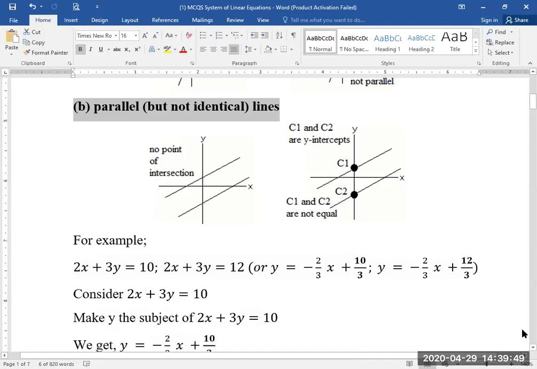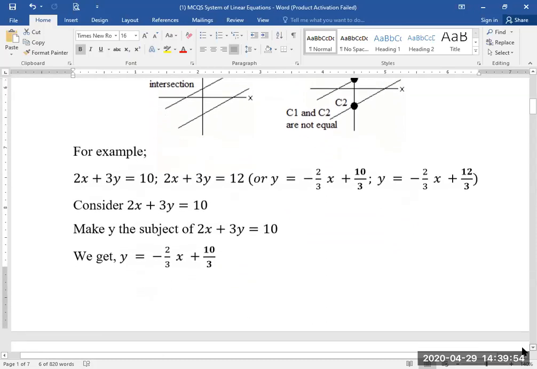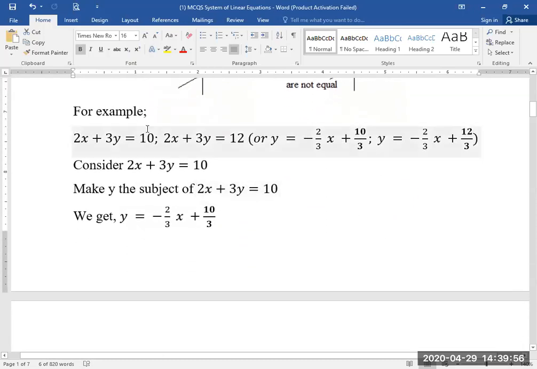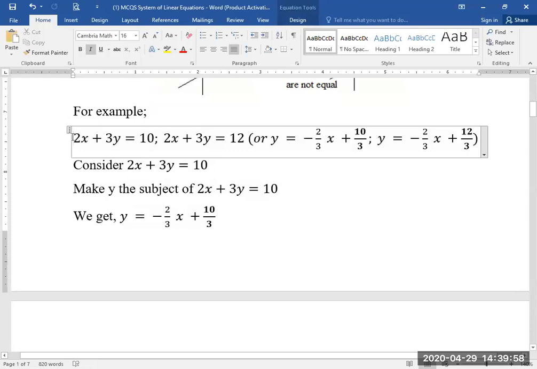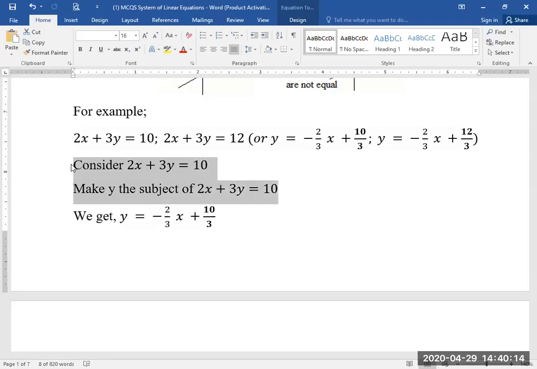We say both lines are parallel from the graph, and if we see from the equation, for example, I have taken two equations. One is 2x + 3y = 10 and 2x + 3y = 12. Both lines are different from each other. If I consider equation number 1, I am going to check the parallelism of the equations, making y the subject of this equation. When I make y the subject, then the equation 1 looks like this.